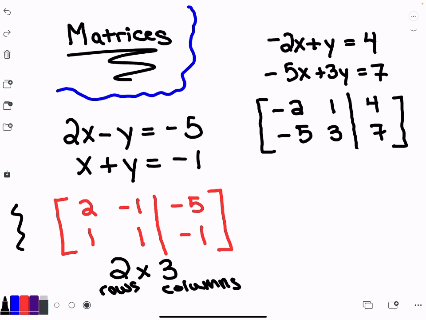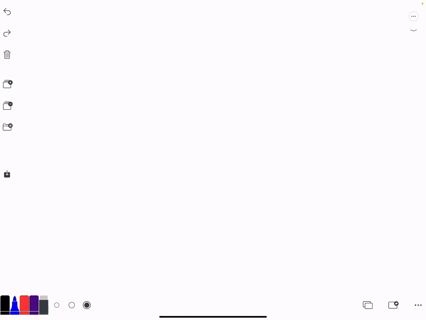This also, the one in the black, is also a 2 by 3 matrix because it has 2 rows and 3 columns. Okay, let's say if you had a matrix that looks like this, completely making up stuff.